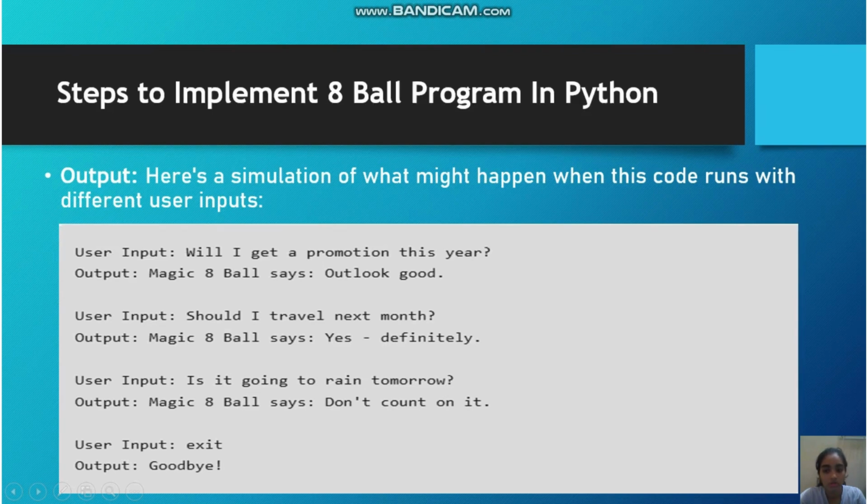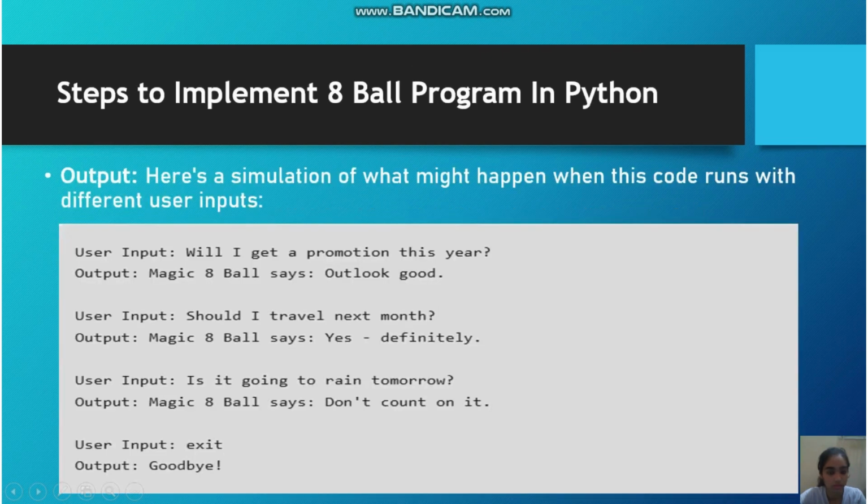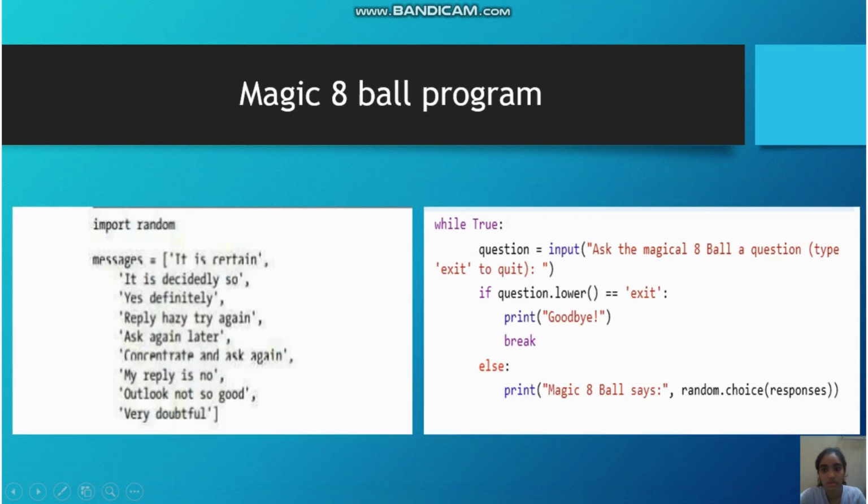So when the user input is exit, then the output will be goodbye, because this if statement is going to be executed. In the if statement the condition is if the user inputs exit, then this goodbye message will be printed, hence the output is goodbye. This is the whole program. So let's go through it again.